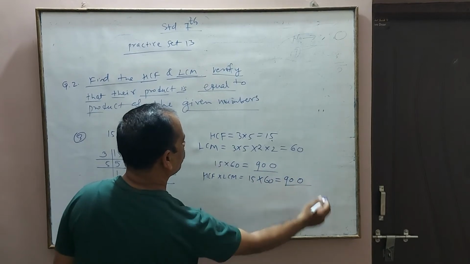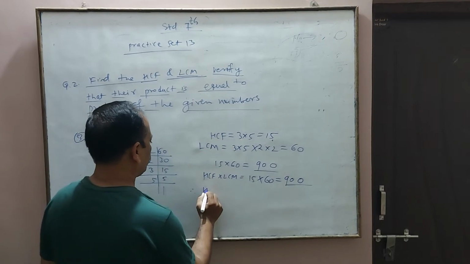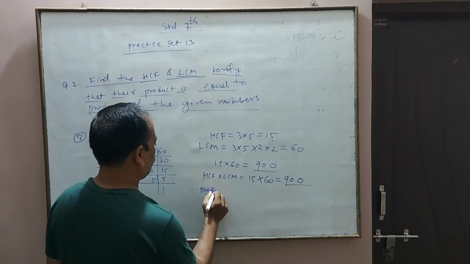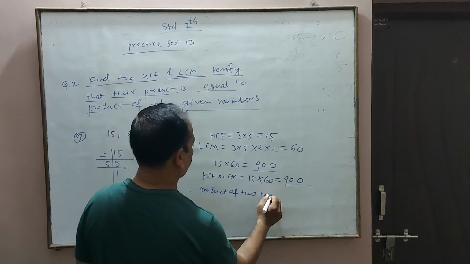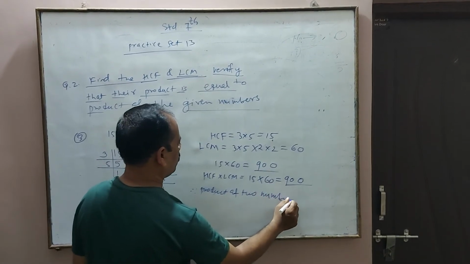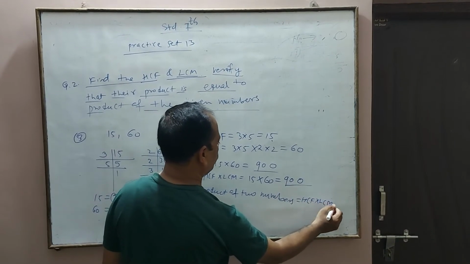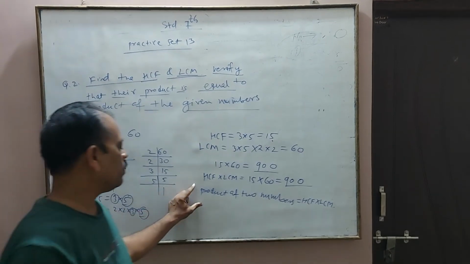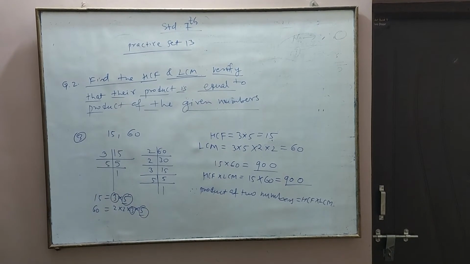We see here, therefore I will write here: SCF, product of two numbers equal to SCF into LCM, that is the verification. Okay, in the same way in the previous example you have to write the same. I had not written it, but you have to write it like this, that is the verification.